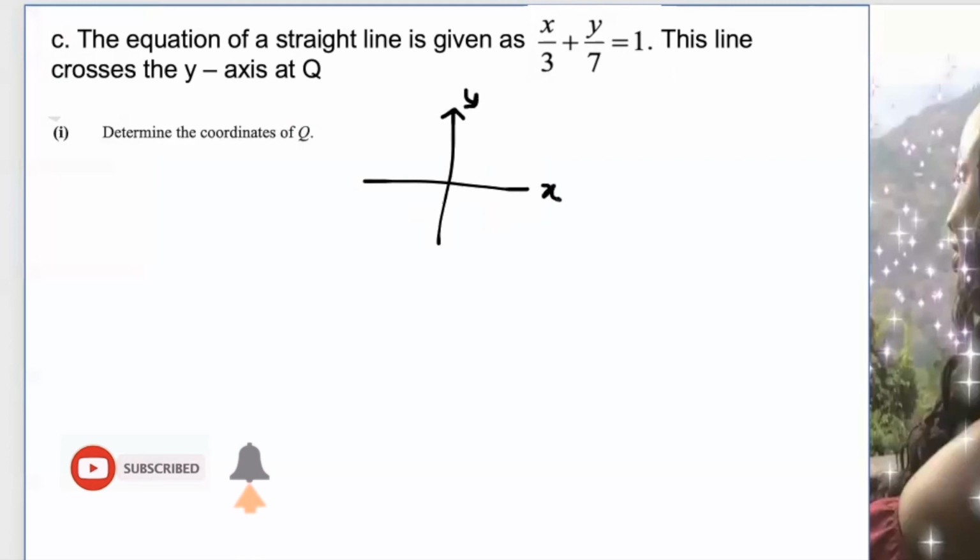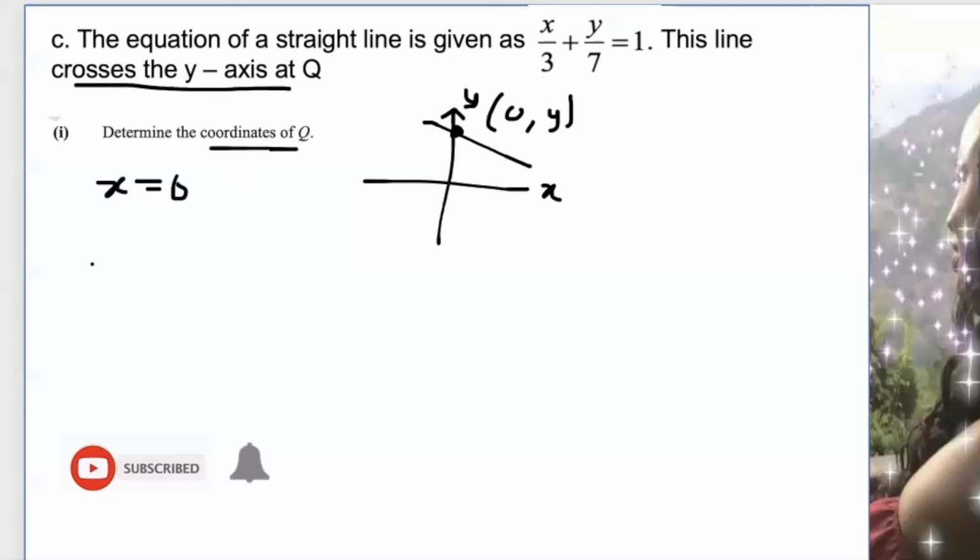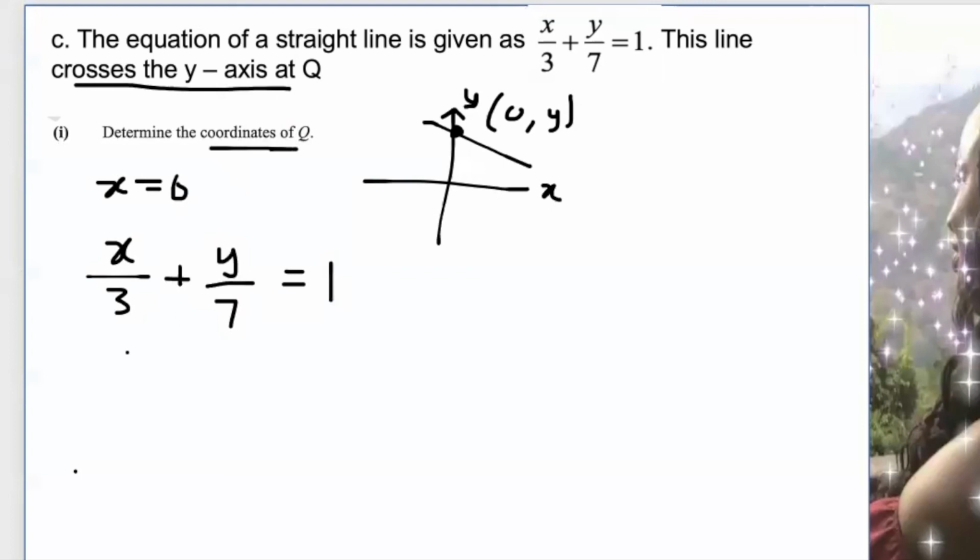So what we want, given that Q passes the y-axis, when we cut the y-axis, it means x is 0, and we're trying to find out what is y. So to find the coordinates, we already know that x is 0 because this line cuts the y-axis. That's what it states. So we can substitute x equals 0 into this equation to find out what is y.